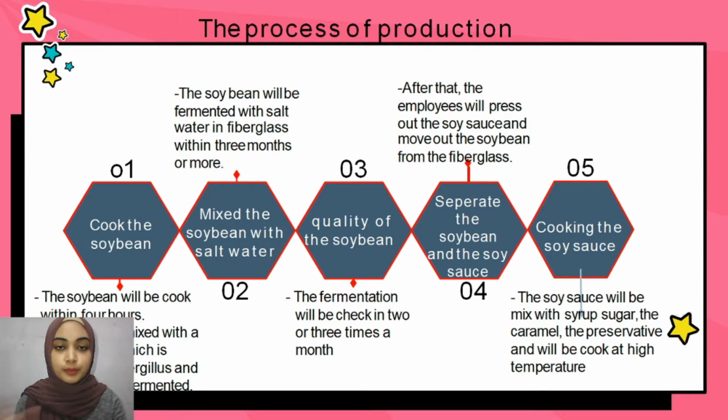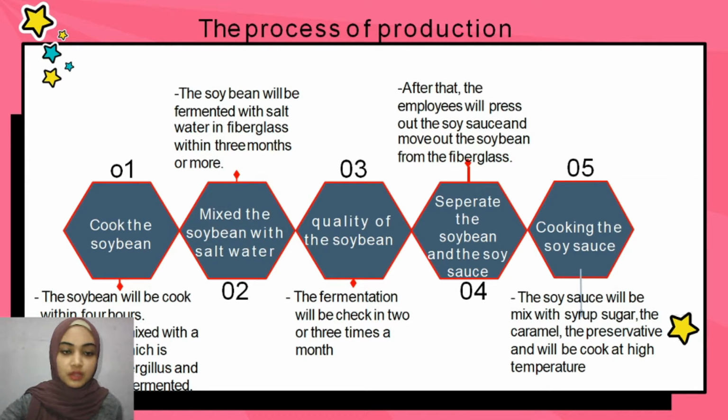Basically, the process of production of the soy sauce has nine steps: cook the soybean, mix the soybean with salt water, check the quality of the soybean, and then separate the soybean and the soy sauce from the fiberglass, and then cook the soy sauce. Next is the cooling process, and then the filling process. Next is the labeling process, and lastly is quality check by QA.